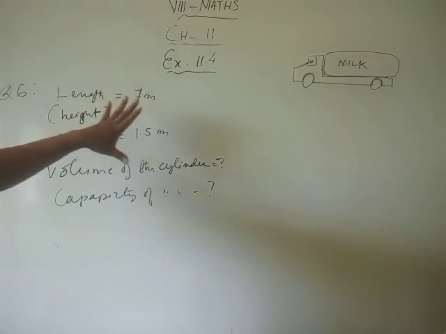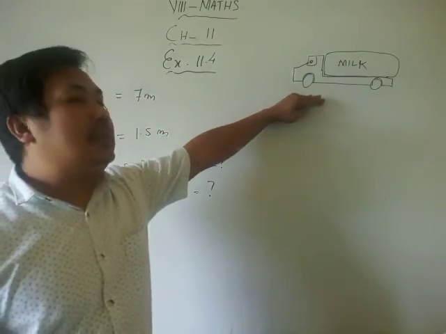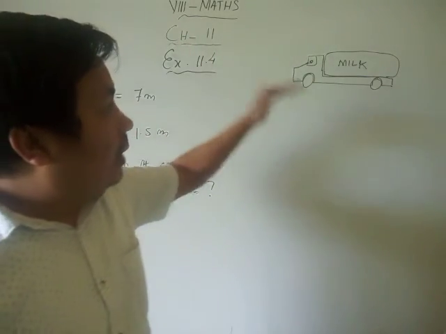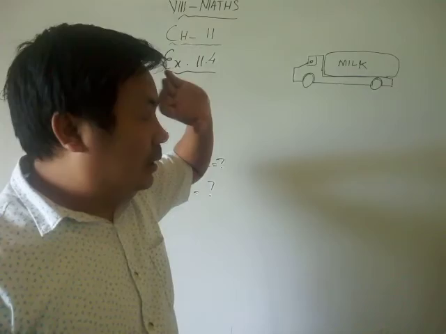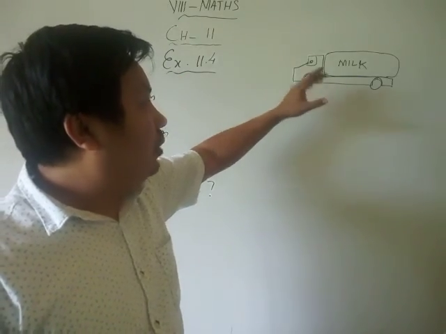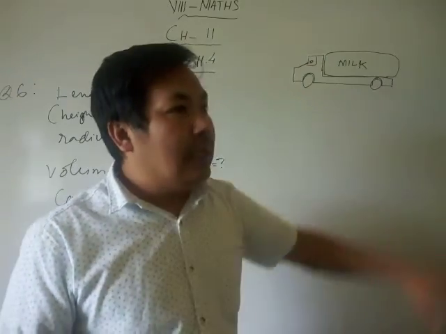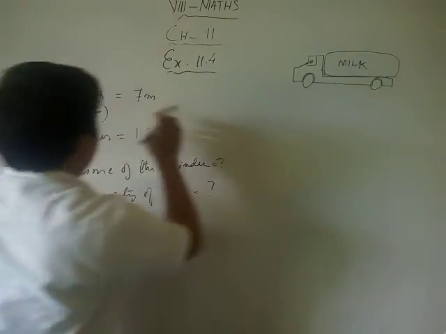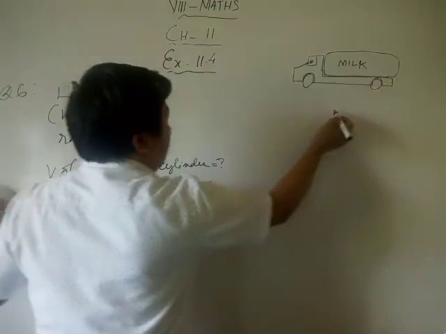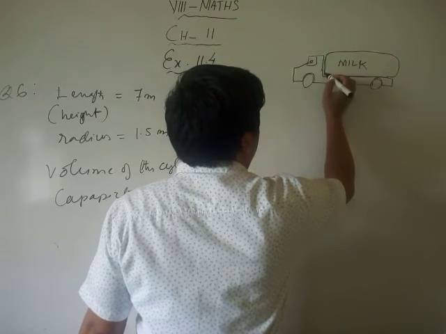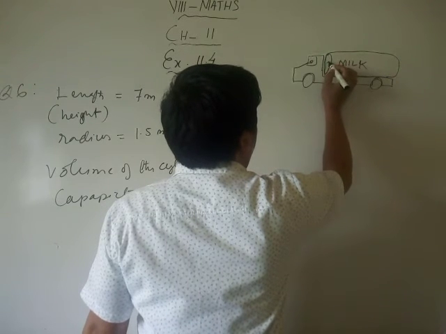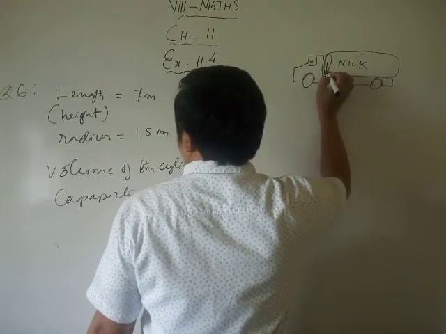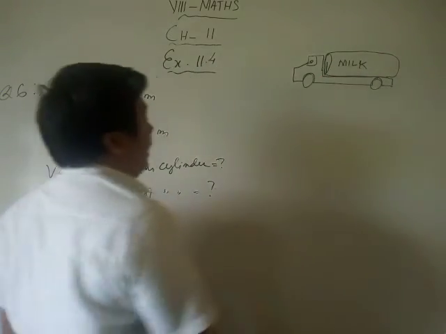In question number 6, there is one tanker carrying milk. The tank of the vehicle to carry the milk, you can see that it is also a cylindrical tank, isn't it? So the length from here to here is given as 7 meter, and the radius here is 1.5 meter.